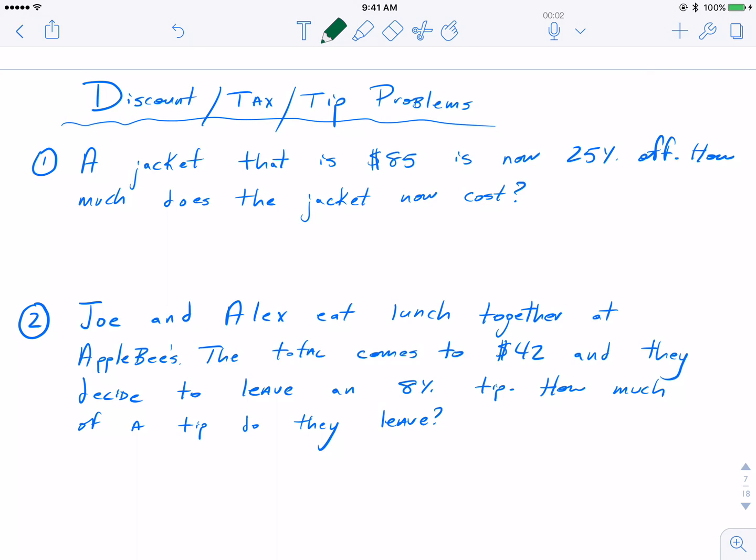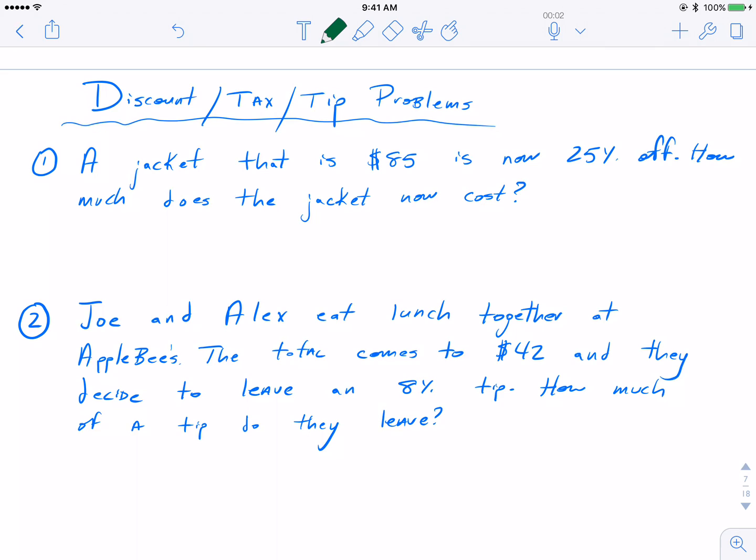Hello everybody. In this video we're going to be taking a look at discount, tax, tip related problems. They all kind of fall within the same universe of math problems. So we'll look at two different variations. Let's focus on number one first. If you want to try these on your own, you could pause it, do both of them, and then watch the answers. However you want to do this is pretty much up to you.